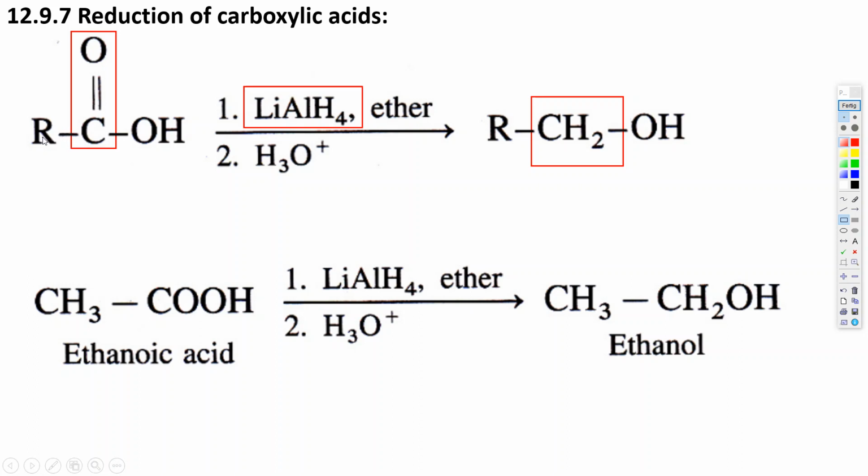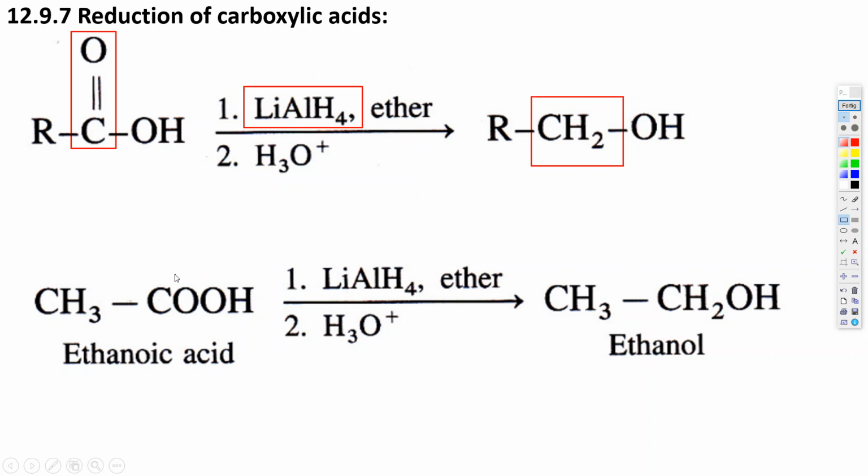So a carboxylic acid RC double bond O OH, on treatment with lithium aluminum hydride in ether followed by H3O plus, that is acid hydrolysis, will form the major product RCH2OH. The major change is that the C double bond O becomes CH2, that is, 2 hydrogen atoms are attached to this carbon atom, and there is formation of the minor product H2O. The 2 hydrogen atoms react with oxygen to form the minor product H2O, and 2 hydrogen atoms join with this carbon atom and C becomes CH2.